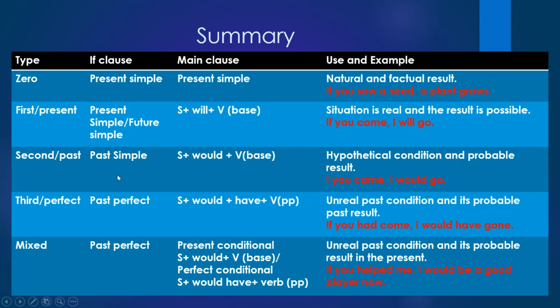Second or past conditional: the if clause is past simple and the main clause is in a past conditional, that is subject plus would plus verb in the base form, and it is used for expressing a hypothetical condition and its probable result. And the example is, if you came, I would go, but indeed you did not come and I did not go.